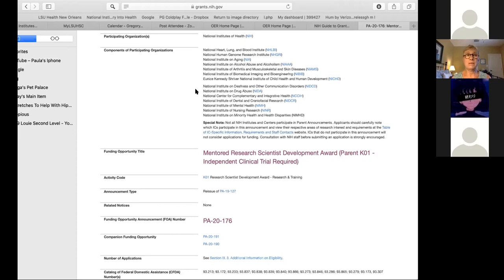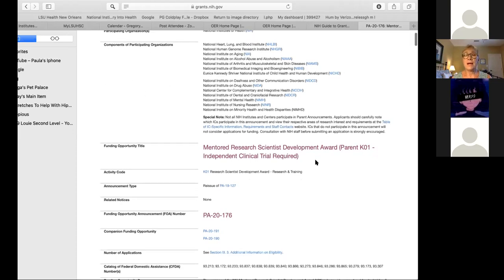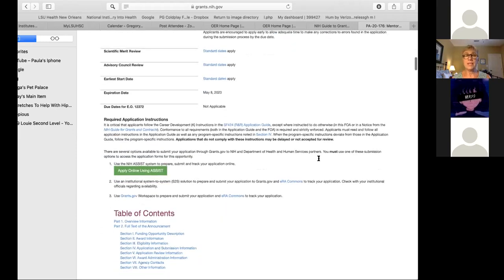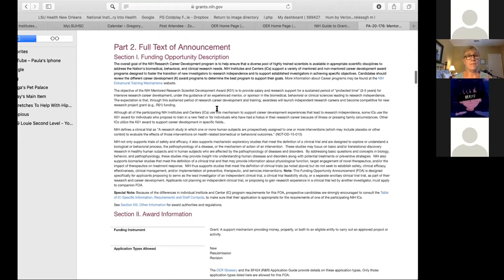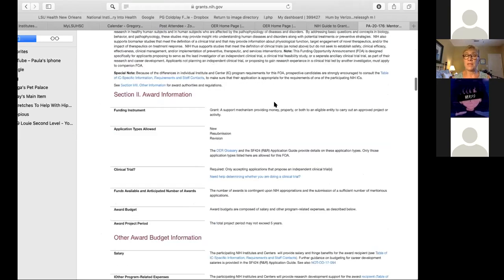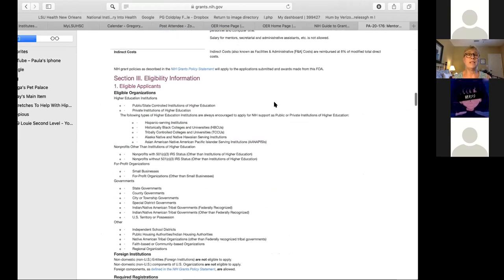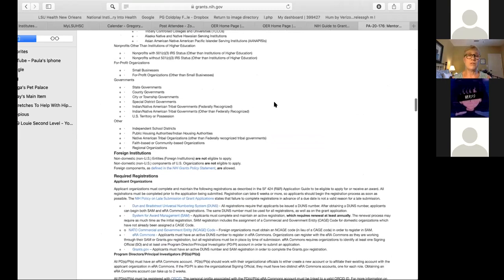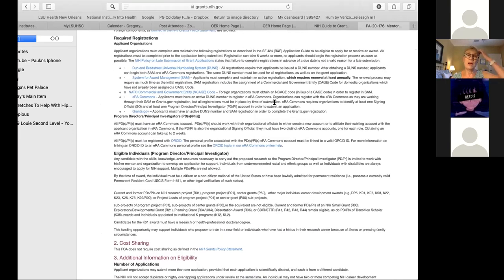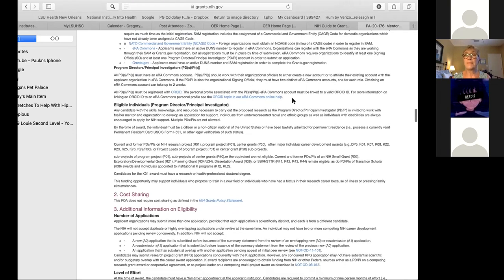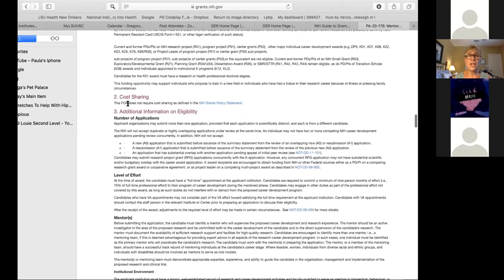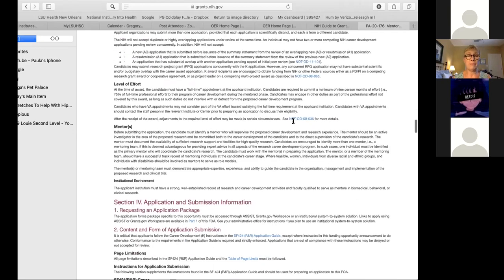Does that make sense? Maybe, sort of. Okay. Now, in here, this is the announcement. This is everything. All the rules and regulations, what they will fund, what they won't fund, who's eligible, who's ineligible, who the PIs can be, cost sharing, blah, blah, blah.